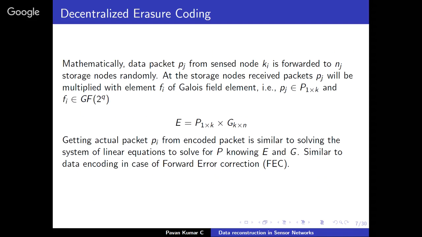Mathematically, a data packet Pj sensed from the node Ki is forwarded to Nj storage nodes randomly. At the storage nodes, the received packets will be multiplied with an element from the Galois field and encoded. This encoding is similar to forward error correction, where the message or the data will be multiplied with the generator matrix and the encoding is performed. Getting the actual packets from the encoded packets is similar to solving a system of linear equations to solve for P knowing E and G.